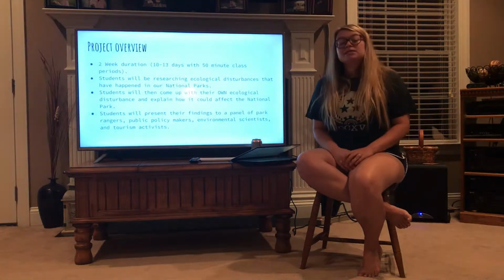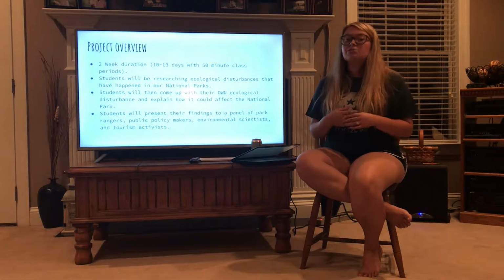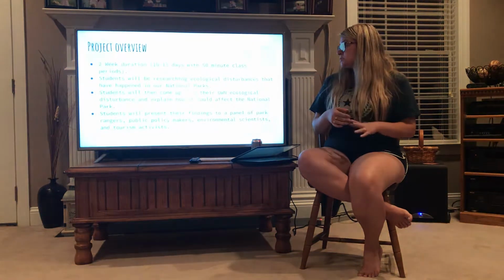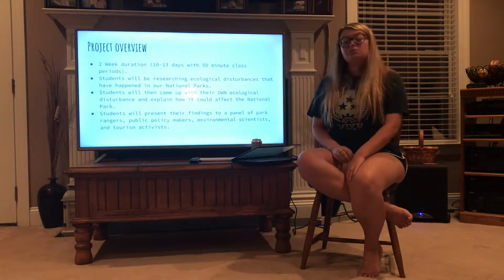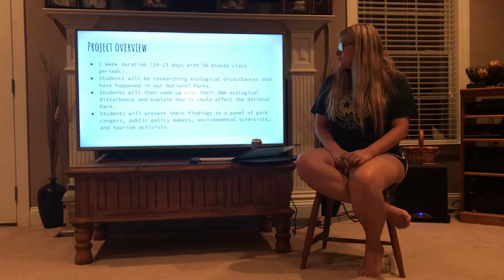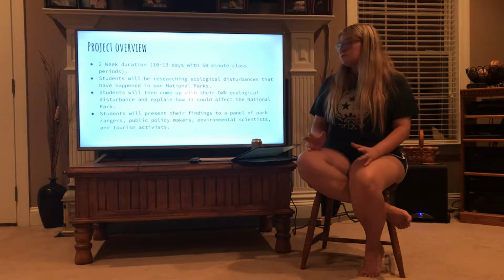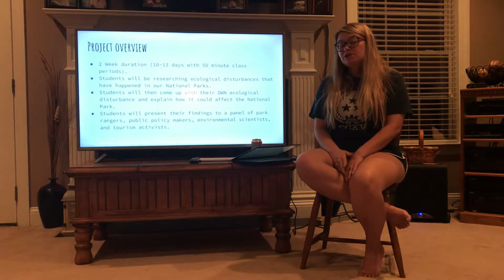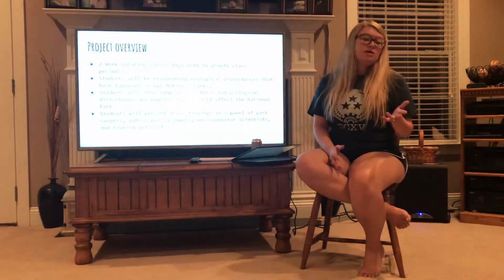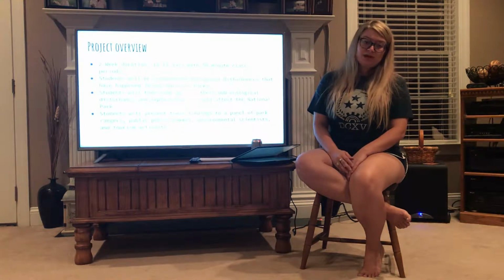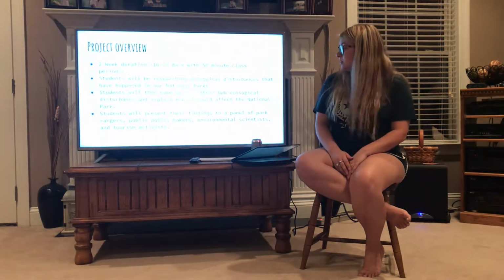Project overview: this is going to be about a 2-week project, give or take a couple of days. It's going to be about 10 to 13 days with 50-minute class periods. Students are going to be researching ecological disturbances that have happened in our national park history. A good example of this would be the fire that just happened in the Smoky Mountain National Park.